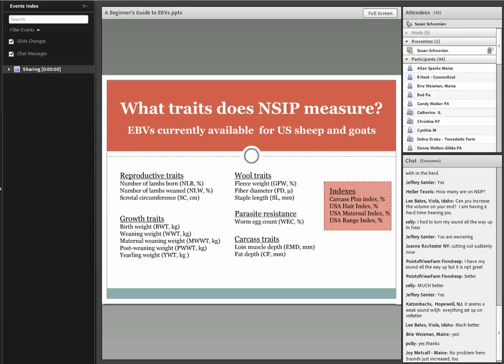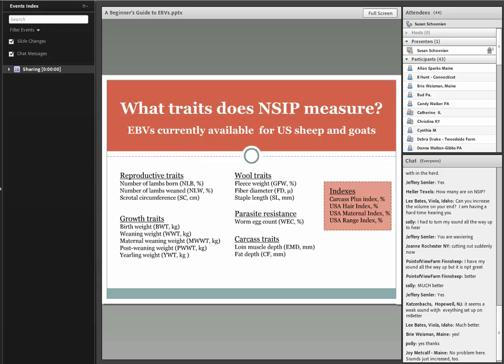In terms of growth traits, we've got birth weight, weaning weight. Maternal weaning weight is simply the portion of the weaning weight that the dam gets credit for. So it's an estimate or a measure of milk production. And then we have a post-weaning weight and we have yearling weight. The weaning weights can be at different ages depending on what the breed has chosen. For example, it's usually 60 days for breeds like Katahdin and Polypay, and it may be later for some of the sheep out west, the range sheep.